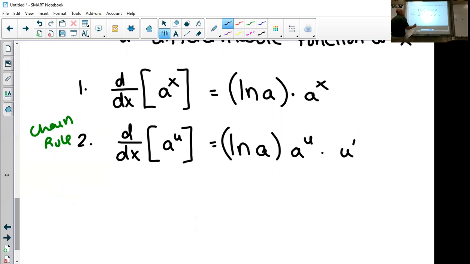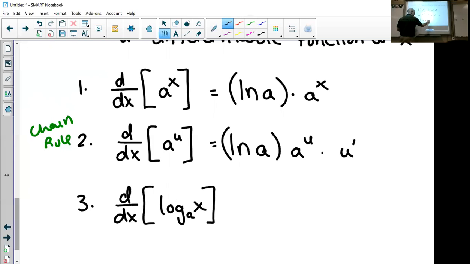All right. Third, we're going to throw in our log base a now. So if you have the log base a of just x, where we just have x in there, the derivative would be 1 over natural log of a times x.